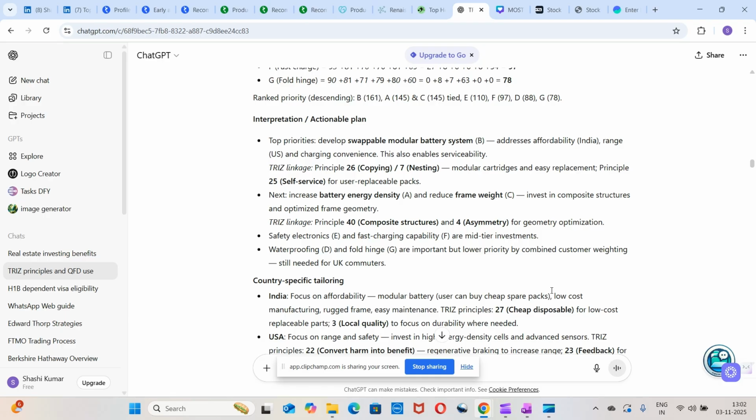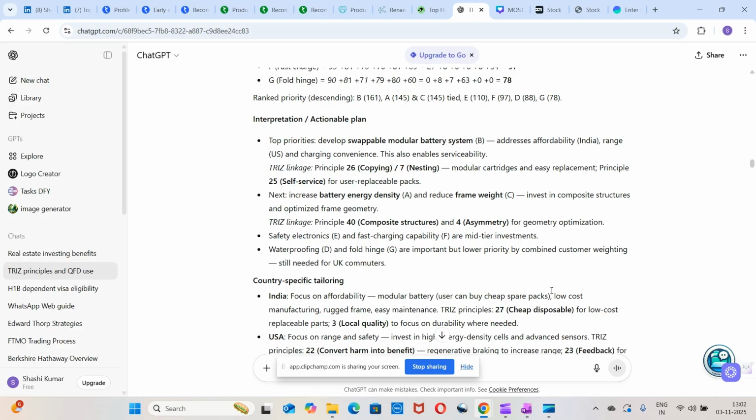TRIZ linkage: applying TRIZ principles to this, principle 26, copying, and principle 7, nesting, give modular cartridges and easy replacement, and principle 27, self-service, gives user-replaceable packs. Okay. Next important thing is to increase battery energy density and reduce frame weight. So invest in composite structures and optimized frame geometry. TRIZ principles are 40, composite structures, and 4, asymmetry, for geometry optimization.